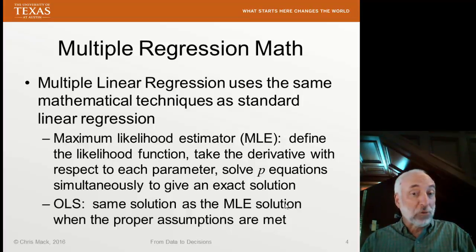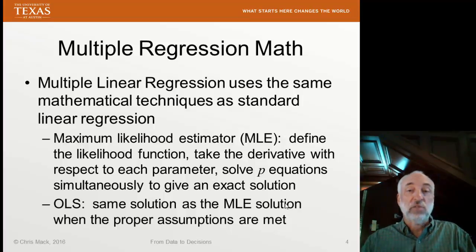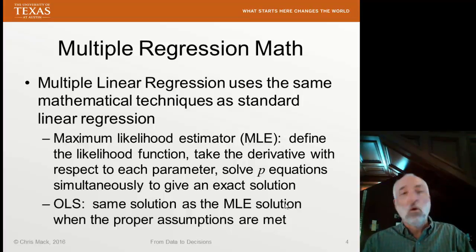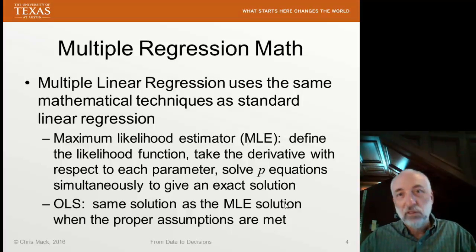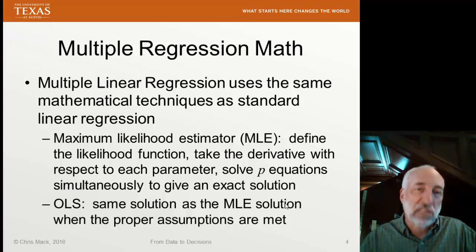If we use ordinary least squares regression, which we can do with multiple regression just as well, I get the same solution as a maximum likelihood estimator under the assumptions. All the same assumptions we've been talking about all through this course. So the ideas behind testing the assumptions of ordinary least squares regression apply just as well to multiple regression. And the math turns out to be the same. So far, everything looks like a simple extension of what we've done so far.